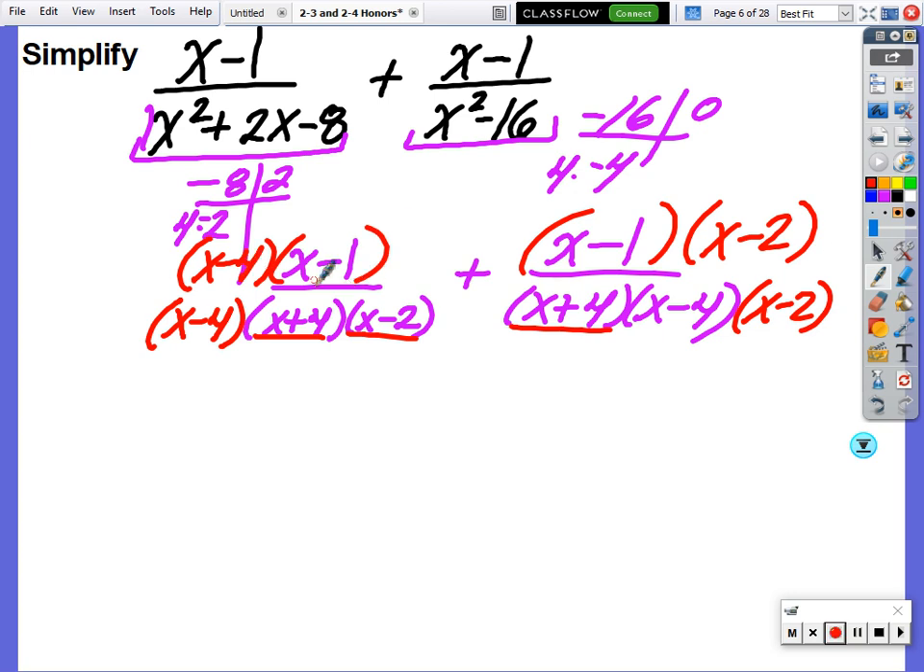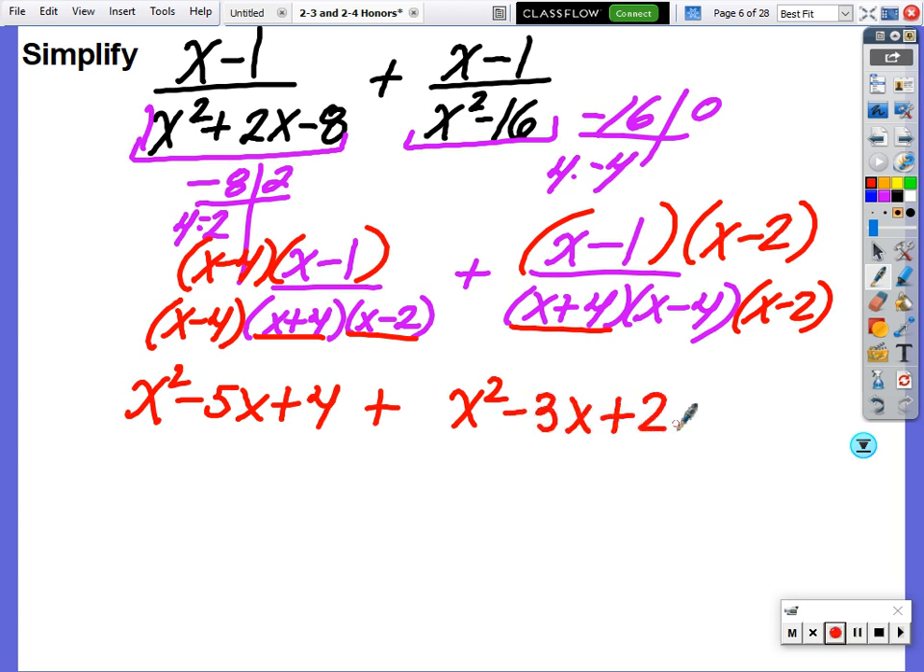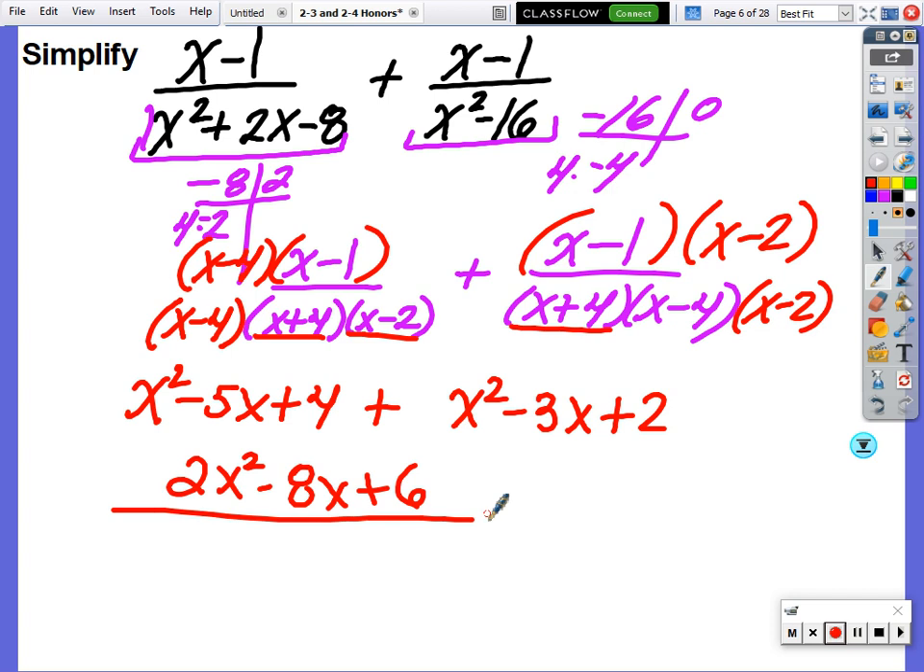So distributing this stuff in my head here, we have an x squared. We have a minus x minus 4x, which would be minus 5x's, plus 4. Then I have a plus sign. I'm distributing this, so I'm going to have an x squared minus 2x minus 1x, so that's minus 3x, and then we have plus 2. Combine like terms. 2x squared minus 8x's plus 6. All over our common denominator of x minus 4, x plus 4, x minus 2.